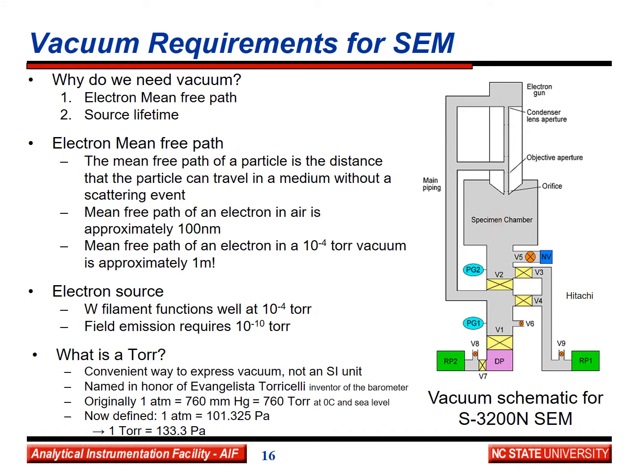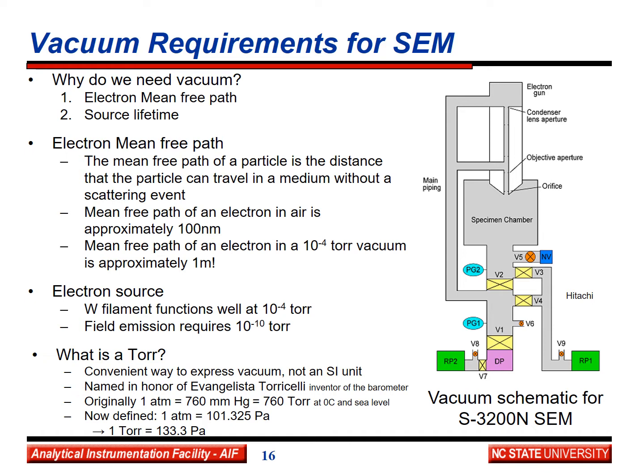The secondary reason is for the electron source. Tungsten filaments operate pretty well at 10 to the minus 4 torr. Field emission requires ultra-high vacuum, or 10 to the minus 10-ish torr. What is a torr? A torr is a convenient way to express a vacuum. It's not an SI unit. It was named in honor of Evangelista Torricelli, the inventor of the barometer.